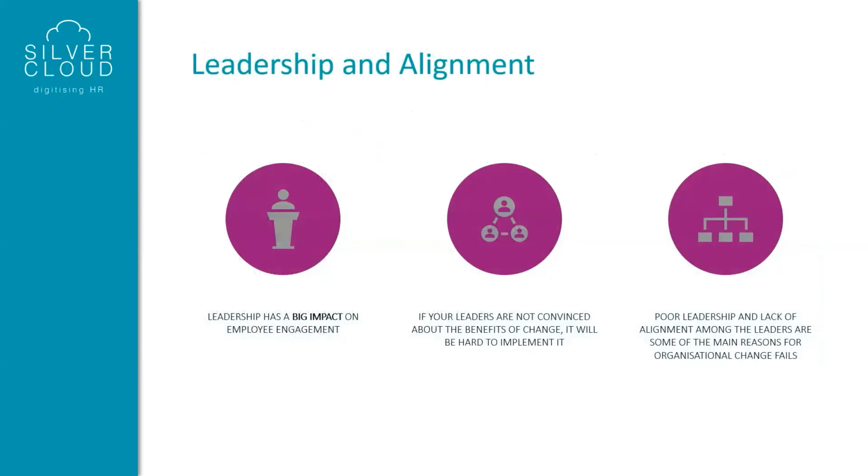Leadership and alignment. Leaders will have a big impact on your project, so you must make sure that you engage with them. If your leaders are not convinced about the benefits that it will bring, it will be harder to implement. Your change may have been driven by your leaders, but you need to make sure that they're all on board and they know the reasons behind why the change is required. Poor leadership and lack of alignment amongst leaders are sometimes reasons why organisational change actually fails. So make sure you understand the differences and the different trigger points that those senior leaders have in your organisation to help you along the way.